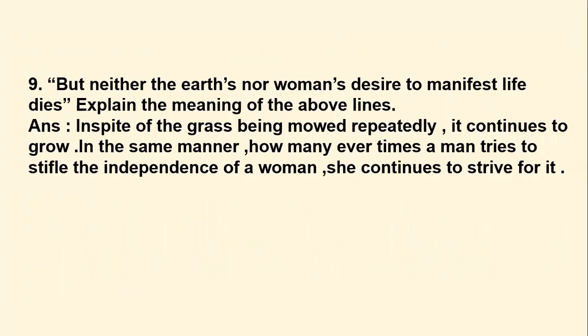"But neither the earth's nor woman's desire to manifest life dies." Explain the meaning of the above lines. There is a line stating this in the poem. What does it mean? The answer is, in spite of the grass being mowed repeatedly, it continues to grow. In the same manner, however many times a man tries to stifle the independence of a woman, she continues to strive for it. At the end of the poem, we see that in spite of the grass being mowed repeatedly, you have seen that many times the mower, the grass cutter, comes and cuts the grass, but on that ground you see the grass continuing to grow. In a similar manner, however many times a man tries to pressurize the independence of women to curb it, women are not going to stop. She is still going to continue to strive for it, work hard for it, and she is going to achieve it.